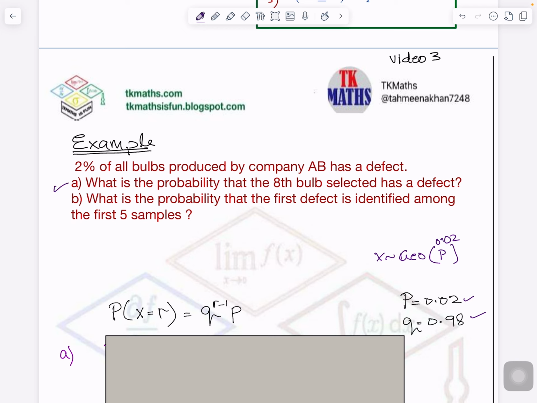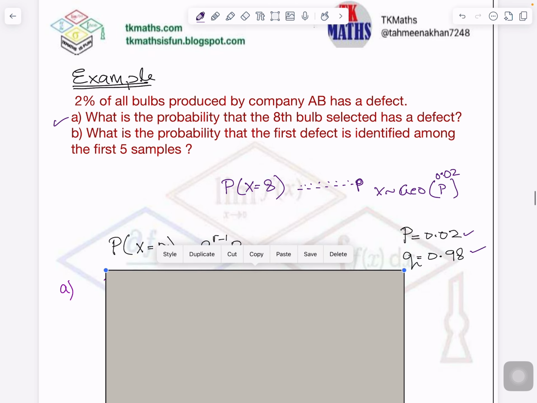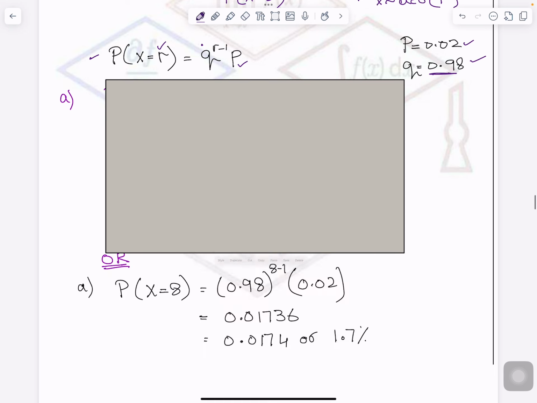First part of the question: what is the probability that the 8th bulb selected has a defect? It means at the 8th number, 1, 2, 3, 4, 5, 6, 7, 8, the bulb which has a defect was identified. Before that, the bulbs selected were not defective. So this formula is straight away given to you, and you can plug it in. Your Q is 0.98, R is 8, P is 0.02, and you can get the answer.